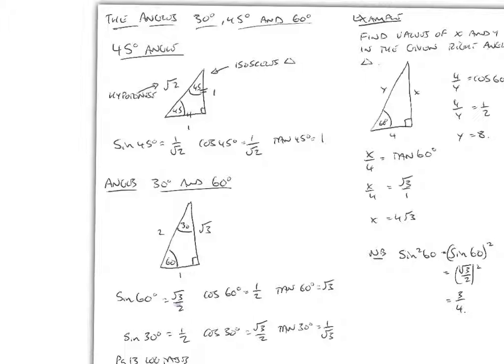Now we're just going to finish by considering the angles 30 degrees, 45 degrees and 60 degrees, and just to note that they have particular ratios that are fixed and are in the log tables, okay?